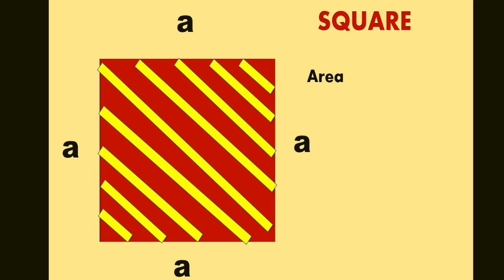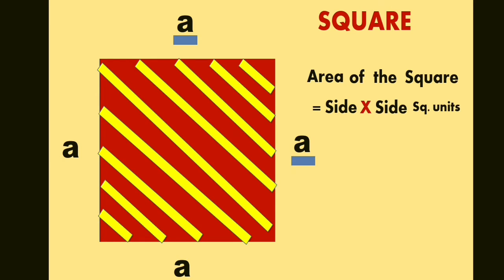Now, let us find the area of the square. In a row or a column, I have A and another A, that is, a side and another side. In the row, I have an A, and in the column, I have another A. So I can just multiply both: side into side, square units. This is the area of the square. For example, if the side is 5 km, then the area would be 5 km into 5 km, which is equal to 25 km square.